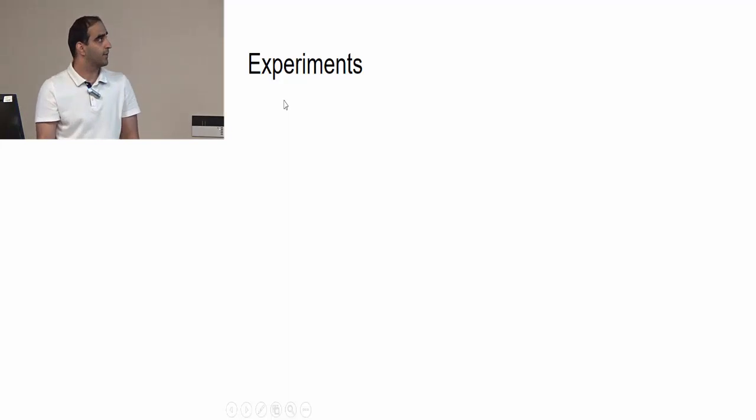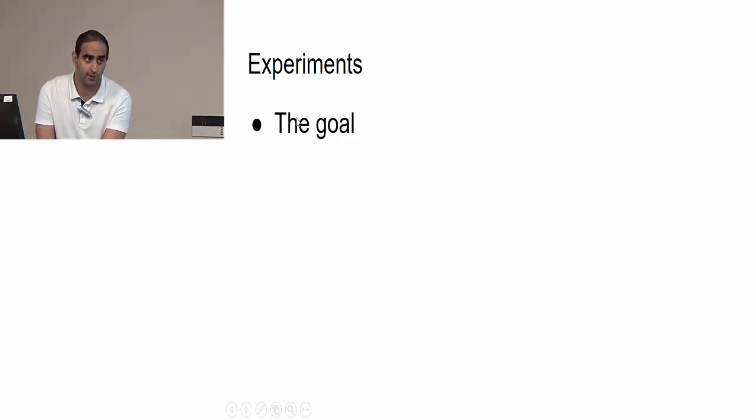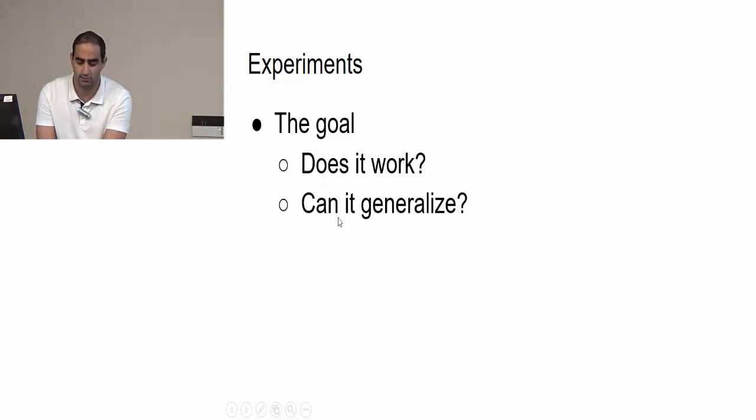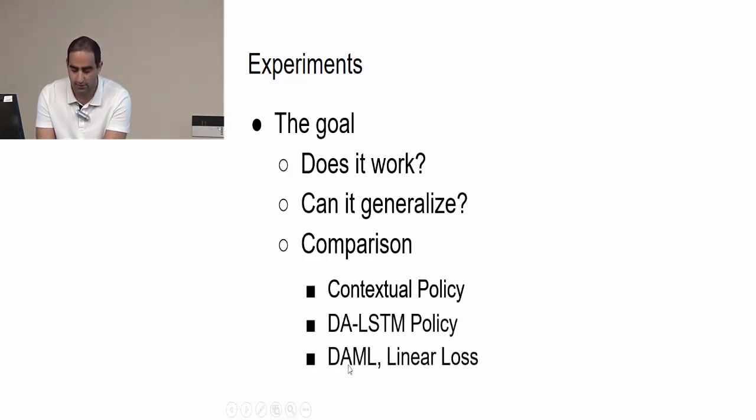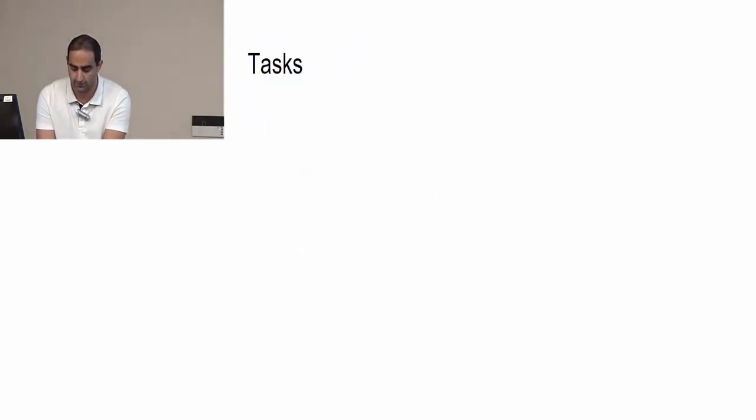Now let's talk about the experiments. The goal of the experiments is to check if this method works and if it can be generalized, and to compare it with other meta-training approaches, which are contextual policy, DA-LSTM policy, and DAML linear loss. This one is just our approach, but without the temporal convolution network. We just apply a fully connected layer and take the norm of that instead of using the 1D temporal convolution network. And this is the approach we discussed.